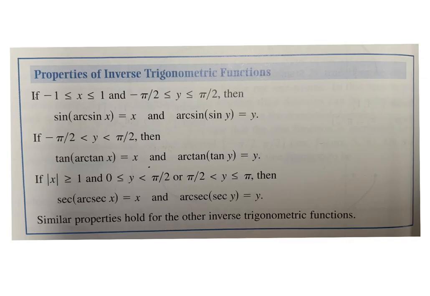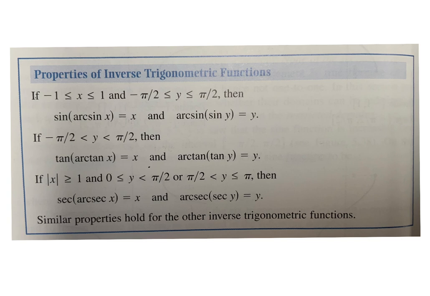Properties of inverse trig functions. This is basically just telling us that if you are in the -1 to +1 and your y is from -pi/2 to +pi/2, then you can go from the sine of the arc sine or the arc sine of the sine and get what's inside. So what they're basically telling you here is that inverse functions cancel each other out as long as you're within the domain and range that you're supposed to be in.